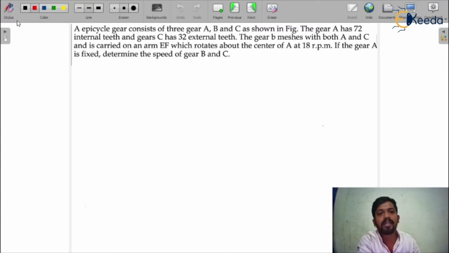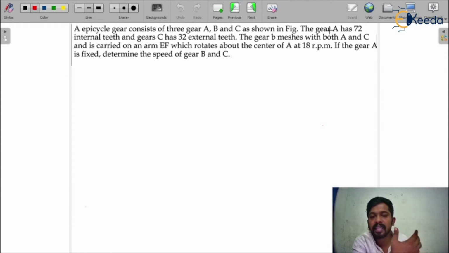We have to draw the diagram. In the question the diagram was given but I have not mentioned it, because we need to practice how to draw the diagram using the statement. So I'm just drawing the diagram as the question describes. Gear A has 72 internal teeth, and gear C has 32 external teeth.